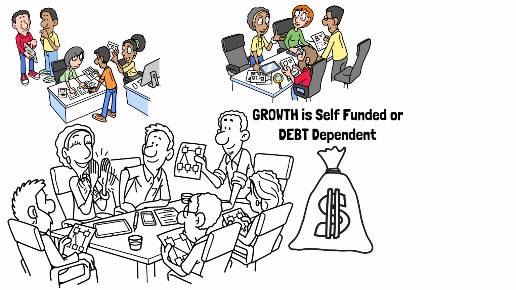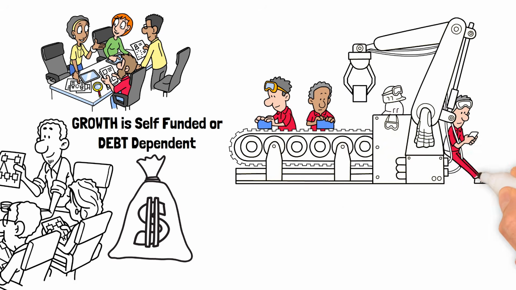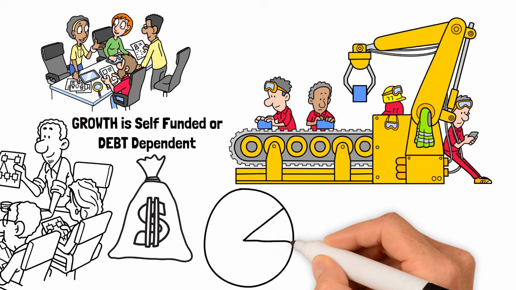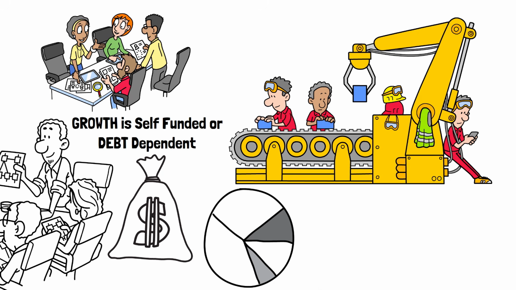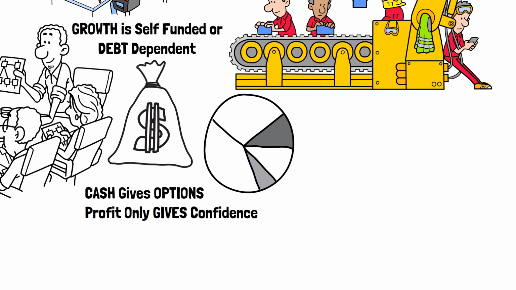Free cash flow reflects operational efficiency because inefficient businesses burn cash even when sales rise. It reveals working capital discipline by showing whether inventory, receivables, and payables are under control. It highlights capital allocation decisions by exposing whether asset spending is productive or wasteful. It measures financial flexibility because cash gives options, while profit only gives confidence. It is harder to manipulate than net income, making it more reliable for investors and lenders.